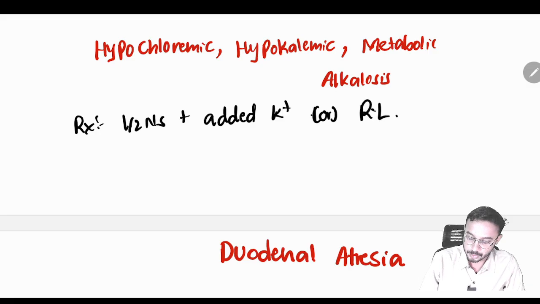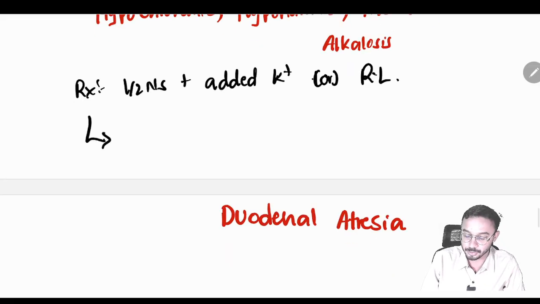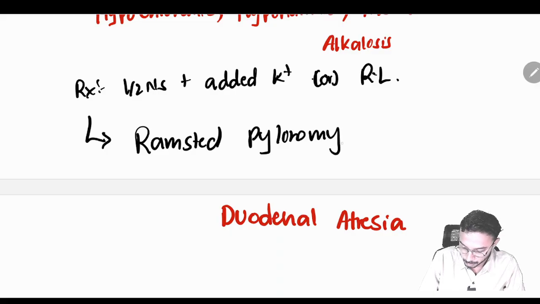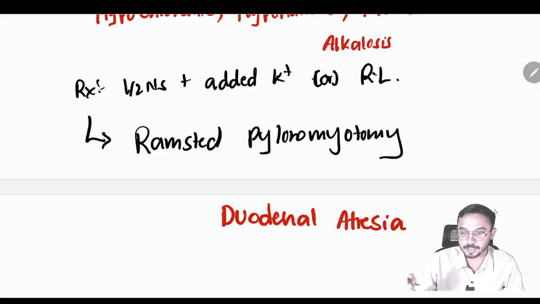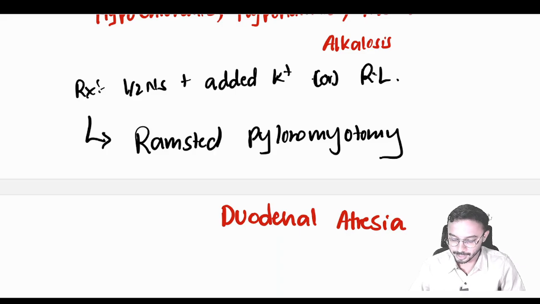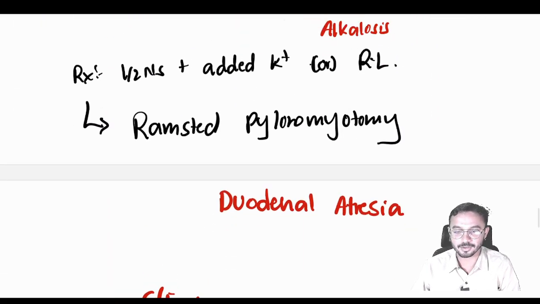So what is the surgery you are going to perform? Ramstedt's pyloromyotomy is the surgery performed in congenital hypertrophic pyloric stenosis. Okay, this is very important. So I have taught you and I have simplified it for you.